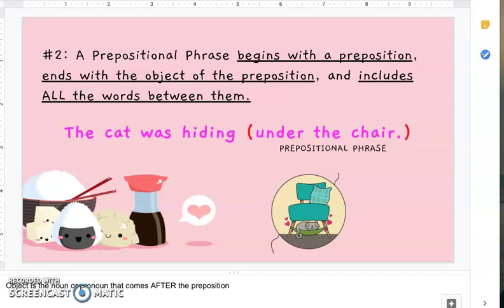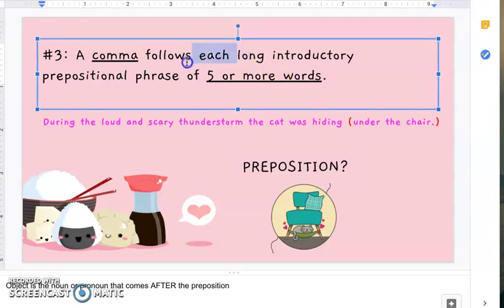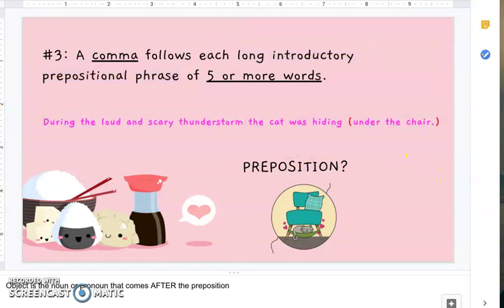Okay, so one more thing to go over. We're going to talk about commas. The third thing to keep in mind is that a comma follows each long introductory prepositional phrase of 5 or more words. This basically means if you see a prepositional phrase in the beginning of a sentence and it starts with a preposition and it has 5 or more words, then you need to put a comma after that phrase. Let's look at an example to make this easier to understand. We have, during the loud and scary thunderstorm, the cat was hiding under the chair.